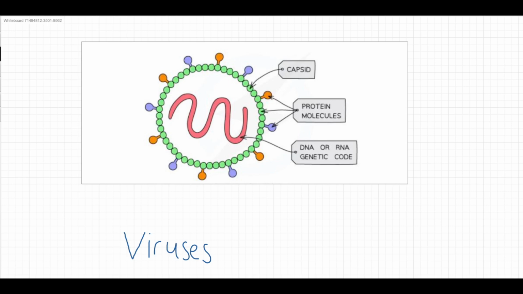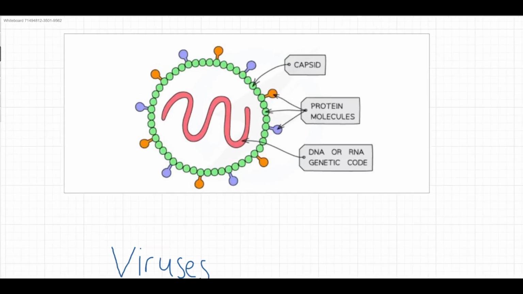Last thing that you need to know for chapter number 1 is viruses. Now, viruses are non-living things. The reason for that is viruses can only reproduce within a host. So if there is no host, the virus cannot do anything else than exist.